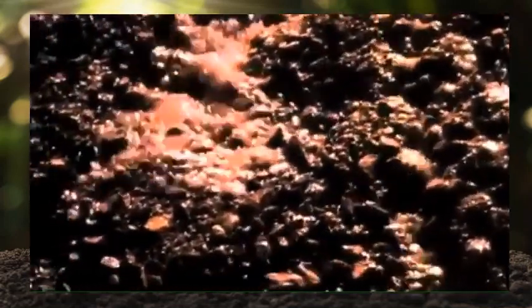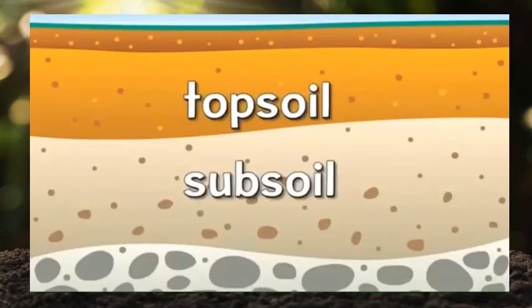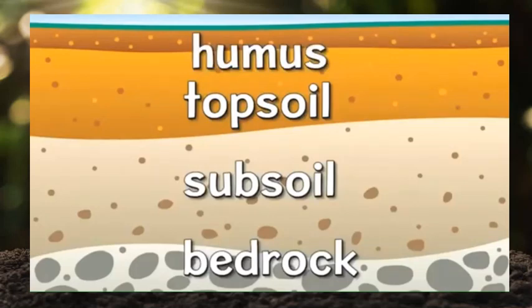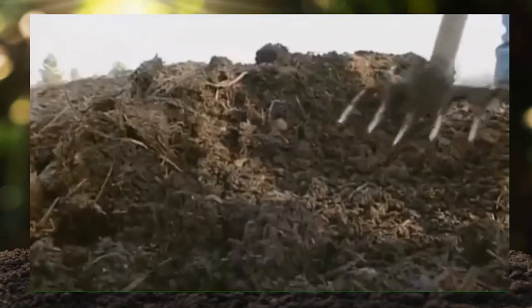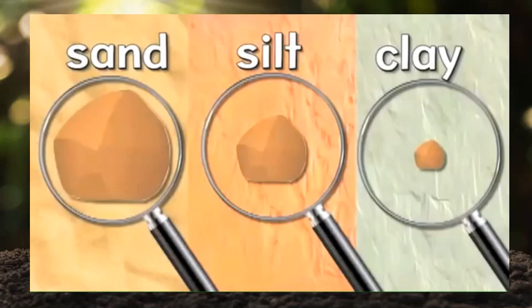There are 3 levels of soil: topsoil, subsoil, and bedrock. Humus gives soil nutrients and is part of the topsoil. Soil looks and feels different depending on its properties. There are 3 types of soil: sand, silt, and clay.